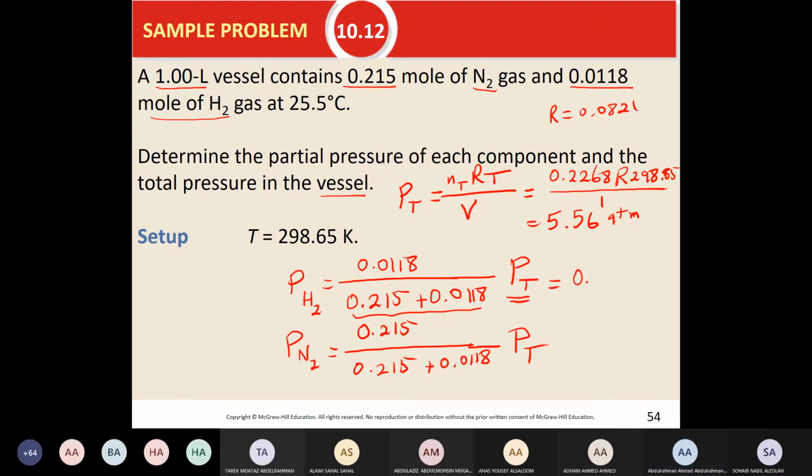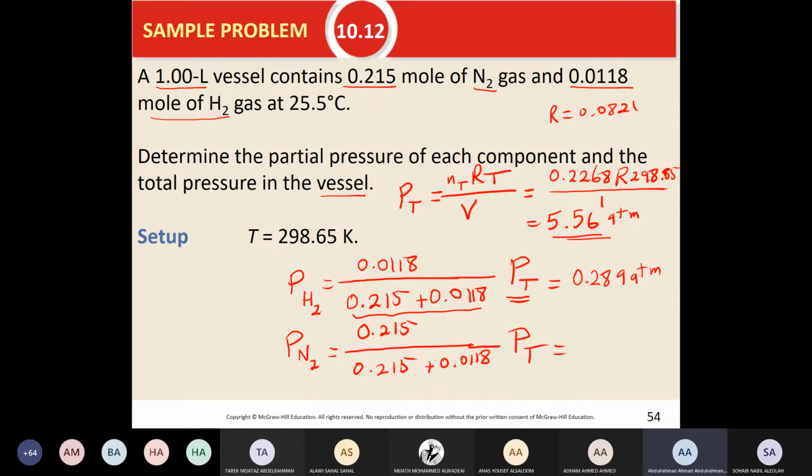Yes? 1.970. No? It's wrong. 0.29. 0.289 actually. Yes, 0.289. As I said, take this pressure, multiply by this fraction, and you will have the answer.